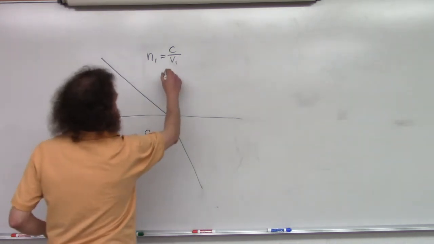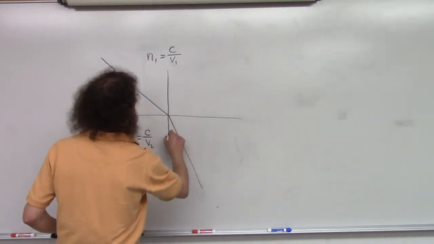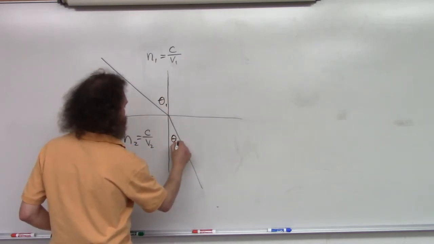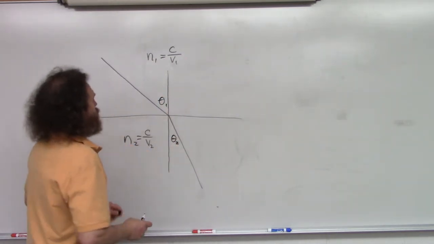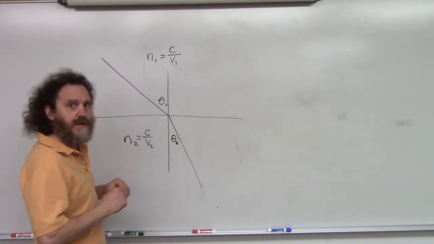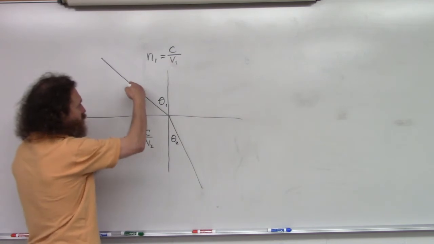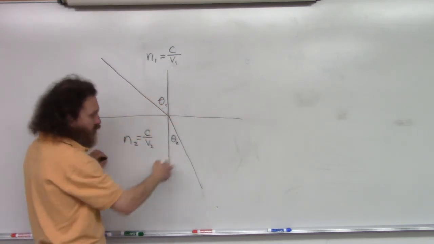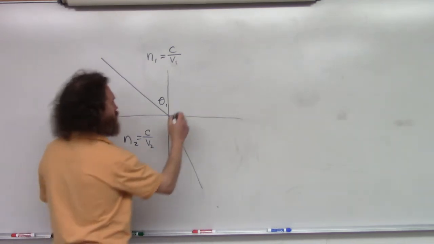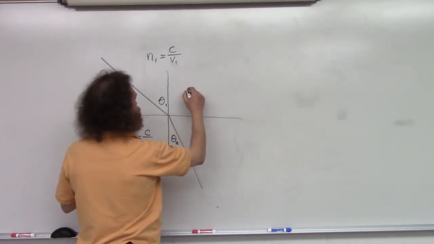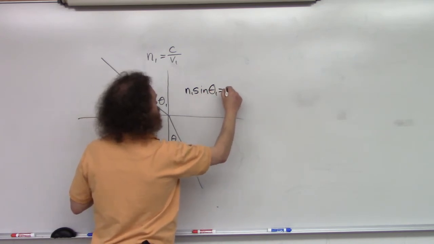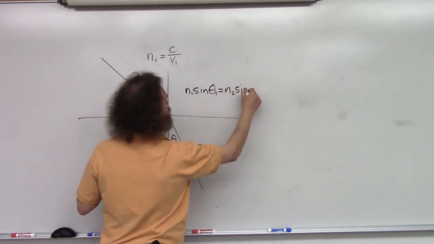And that causes a change in the direction. You can talk about these two angles right here. You can predict from the index of refraction what the change in direction will be. In other words, given a theta 1 going in, you can derive the theta 2 as it's inside the material. And it's called Snell's law, and it looks like this.